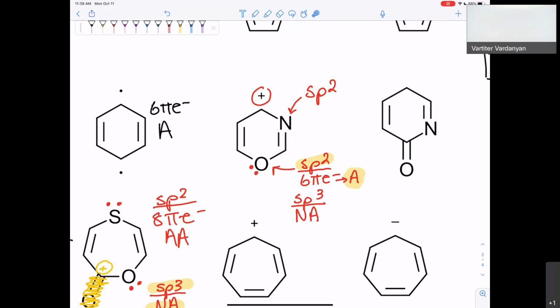No. If they're sp2, they're each going to donate 2 electrons, so 4 total. Then they donate 0. Anytime they're sp3, they're not donating any electrons. But really good question.